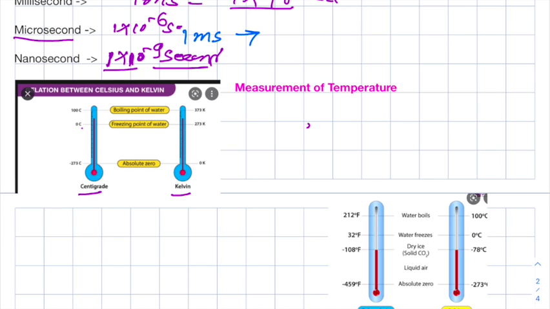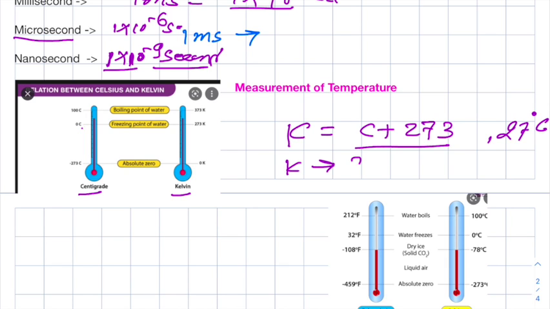So Kelvin equals C plus 273. So 27 degrees centigrade will be 300 Kelvin.